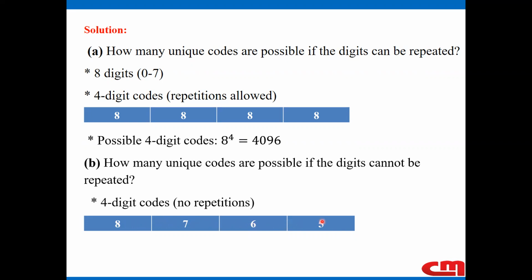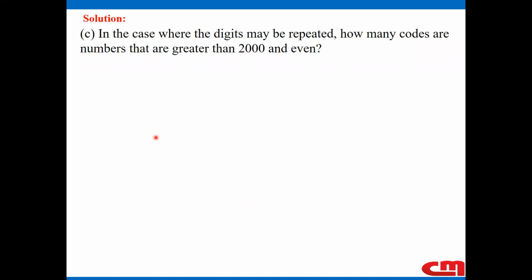These are numbers representing various choices on various positions, but together, that's where we apply the fundamental counting principle: 8 times 7 times 6 times 5. The possible 4-digit codes are given by that, which can be reduced. That's the solution to B, and it's not the same as in A, because in A, repetitions were allowed. In B, no repetitions.